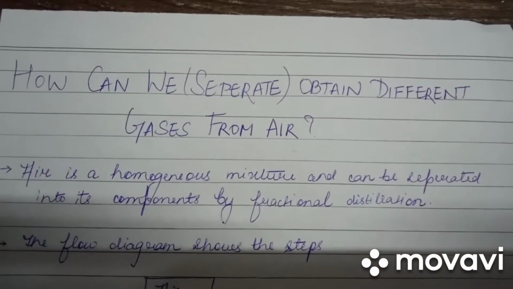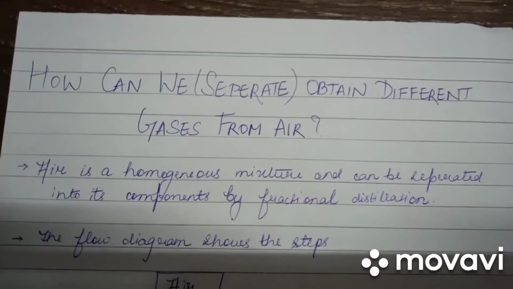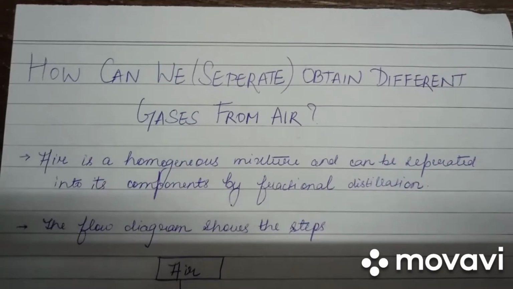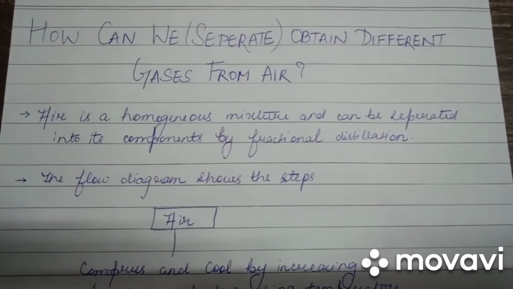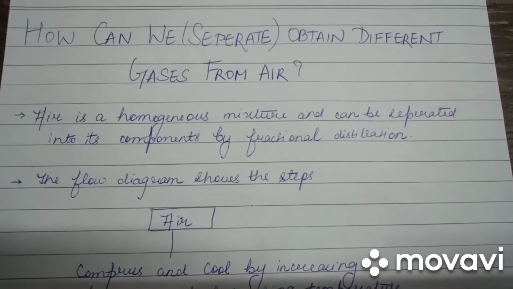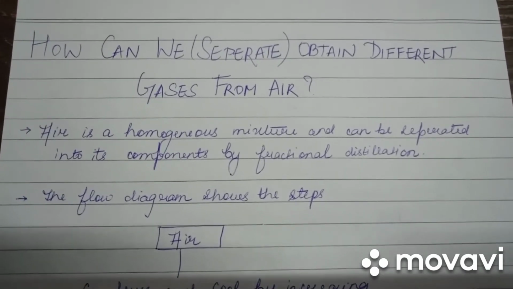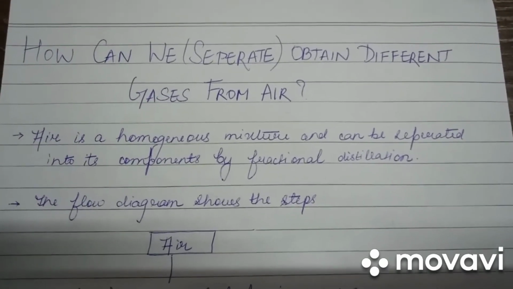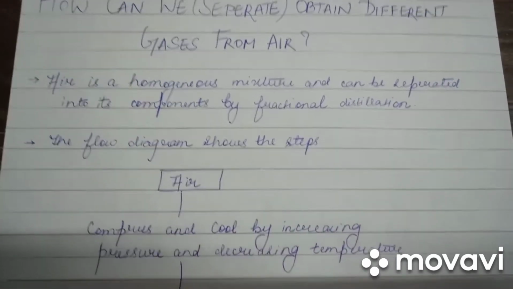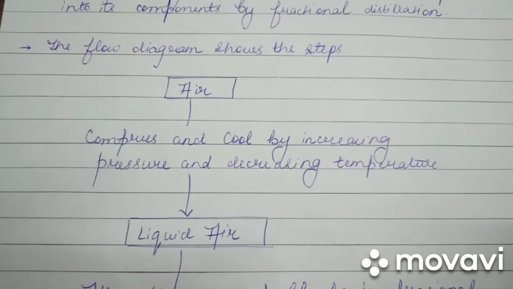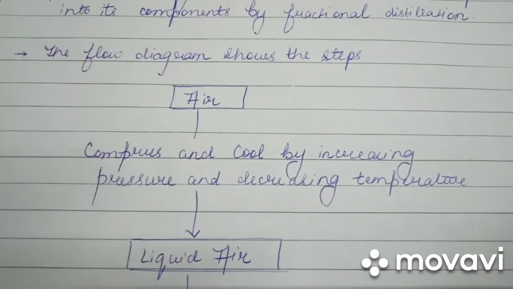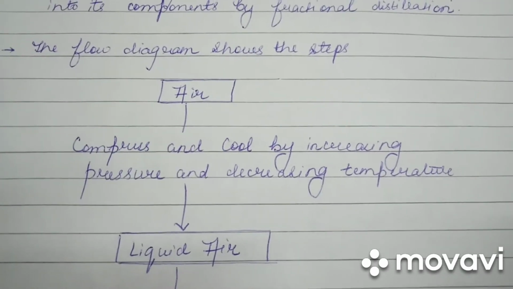Let us now discuss how can we obtain different gases from air. We know that air is a homogeneous mixture and can be separated into its components by fractional distillation. We discussed this yesterday under the applications of distillation. The flow diagram shows the steps. The air is compressed and cooled by increasing pressure and decreasing temperature.